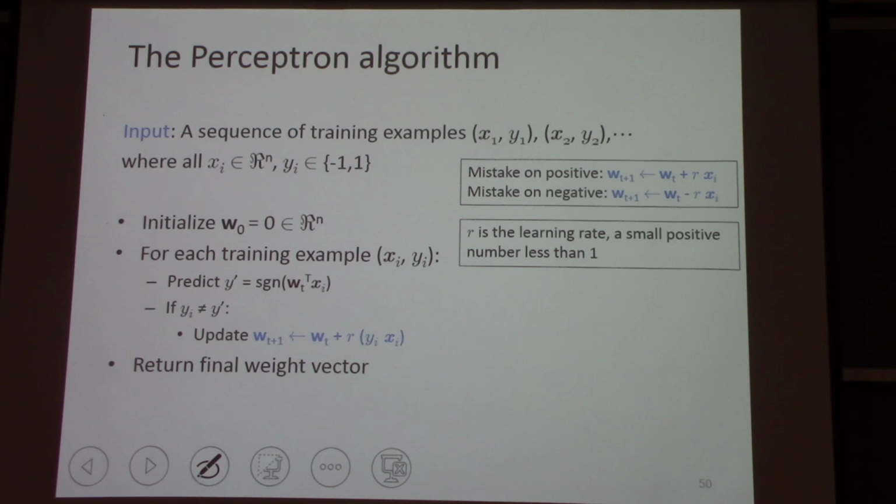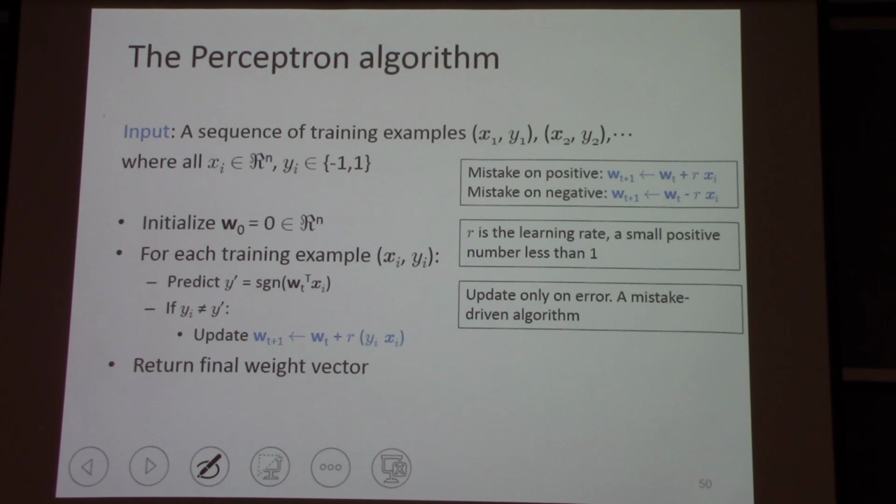If R is 0, but the initialized W is not 0, it still doesn't learn. If R is 0, there's no learning ever. It doesn't matter if the initialized W is 0 or not. R should never be 0. R should be a small positive constant. Positive, not 0.